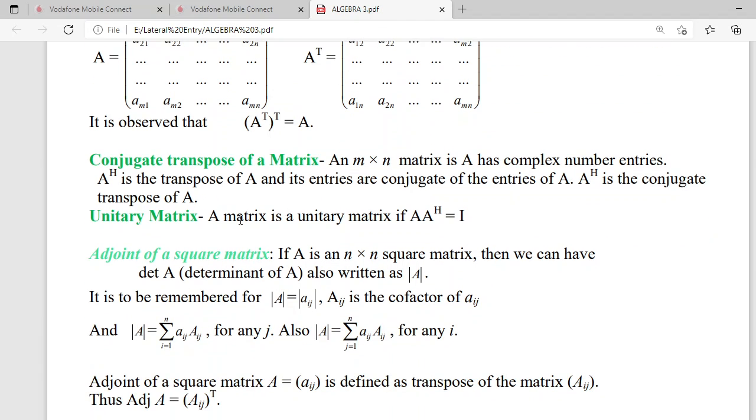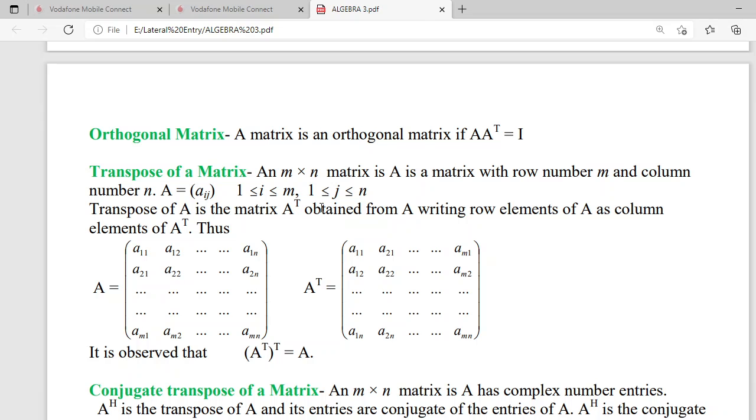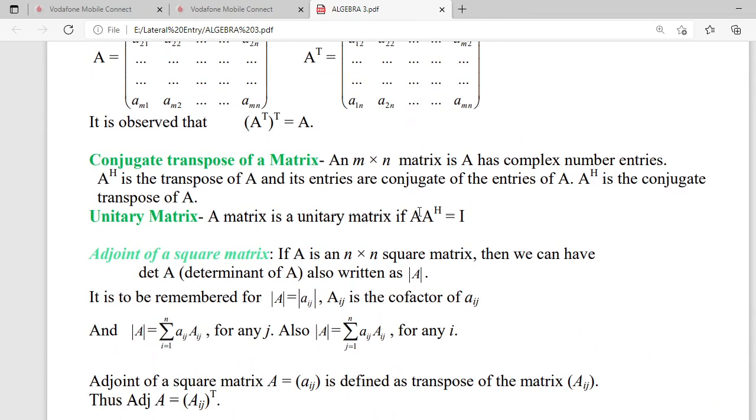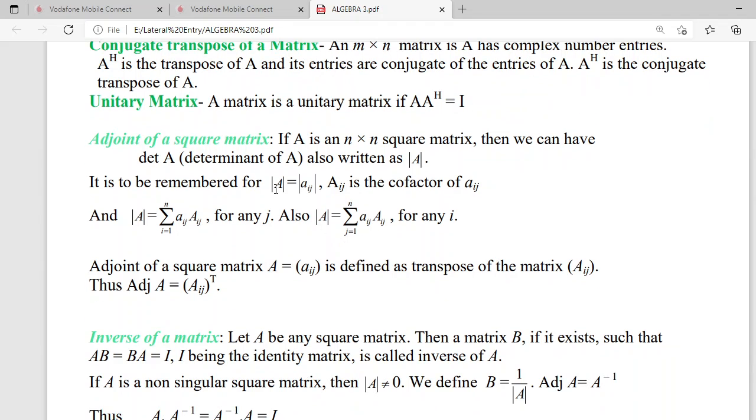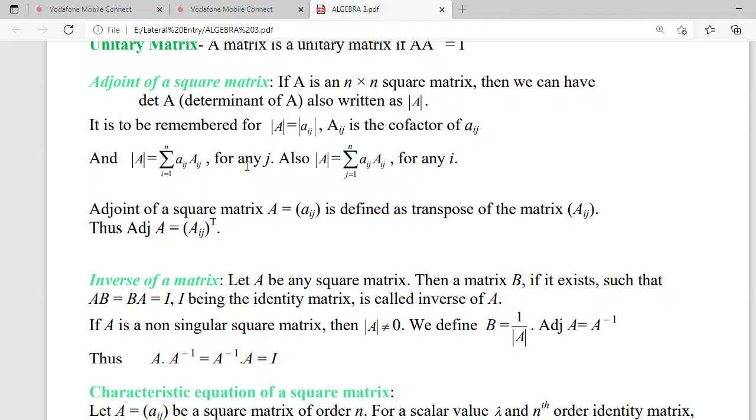Then unitary matrix, just like orthogonal matrix, unitary matrix is A times A to the power H, which is the conjugate transpose. So the product of the matrix and its conjugate transpose is equal to I. So we are just defining these things. Then you know these things, I am just reminding you. Adjoint of a square matrix. This is used to find the inverse.